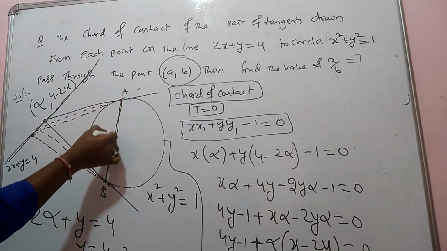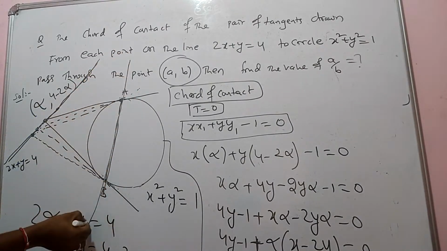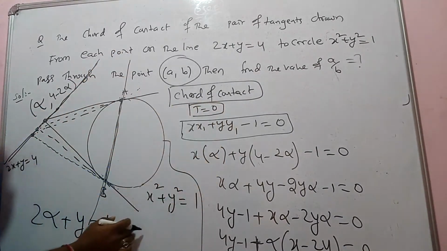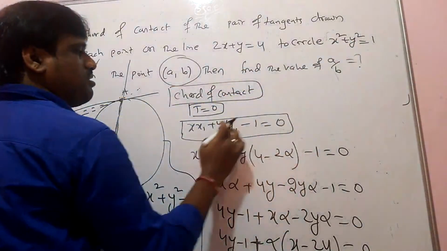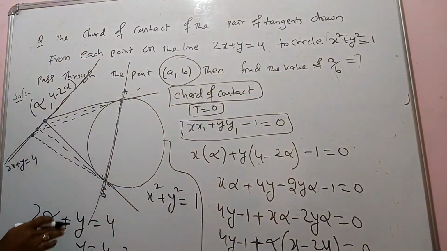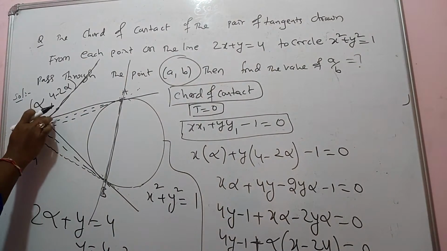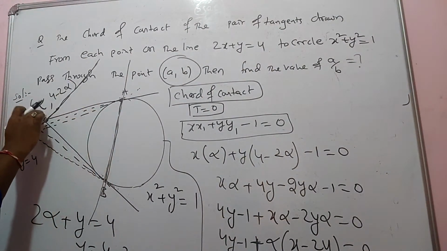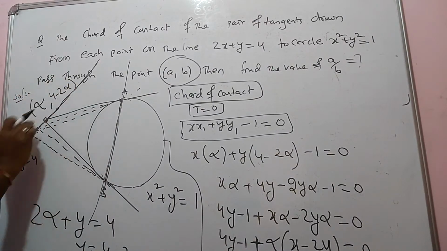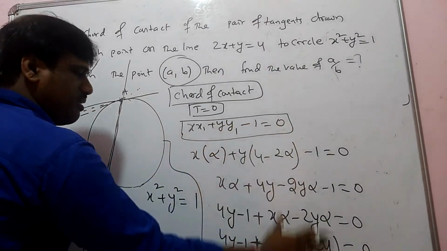Let us take the point as alpha comma 4 minus 2 alpha. You know the chord of contact formula, T is equal to 0, that is x x1 plus y y1 minus 1 is equal to 0. But we don't know the point here, so in general we substitute the point alpha and 4 minus 2 alpha, and we can simplify.